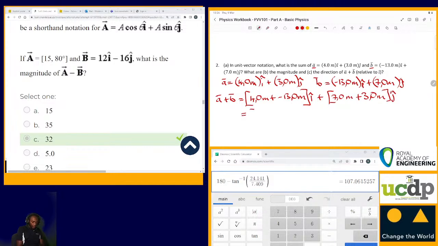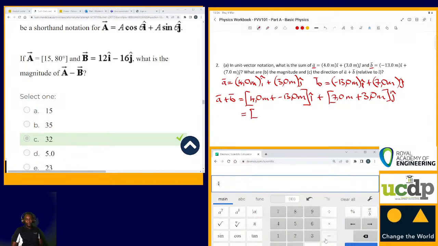And what do we get? That becomes 4 minus 13. That becomes a negative 9.0 meters in the I plus 10.0 meters in the J. So that is our sum.